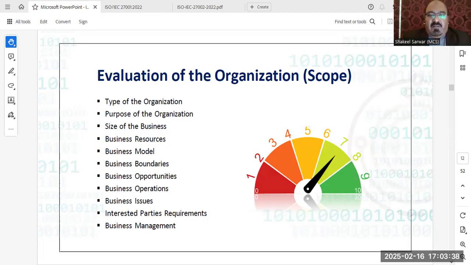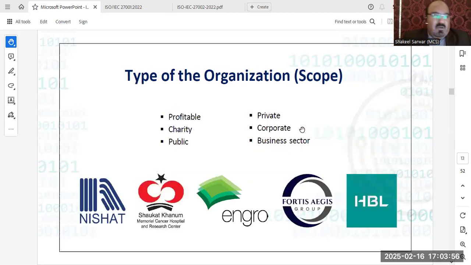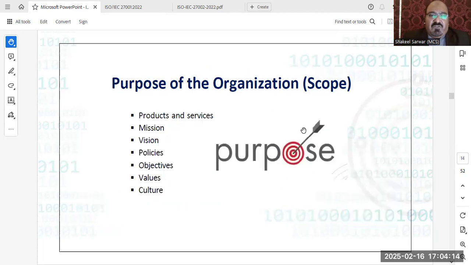Evaluating the organization under the scope. Number one, we have type of the organization, which refers to the nature of the organization, such as whether it is a public or a private entity, government body, or a non-profit organization, small business, or multinational corporation. Understanding the organization type ensures that the ISO 27001 implementation is tailored to its specific regulatory and operational requirements.